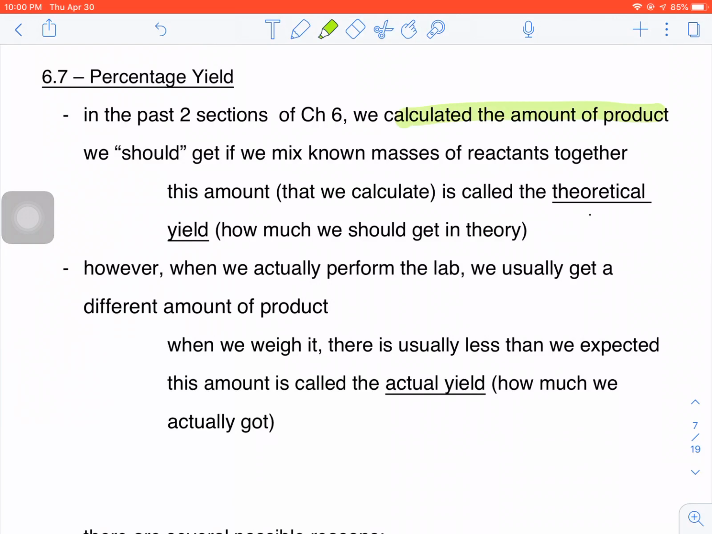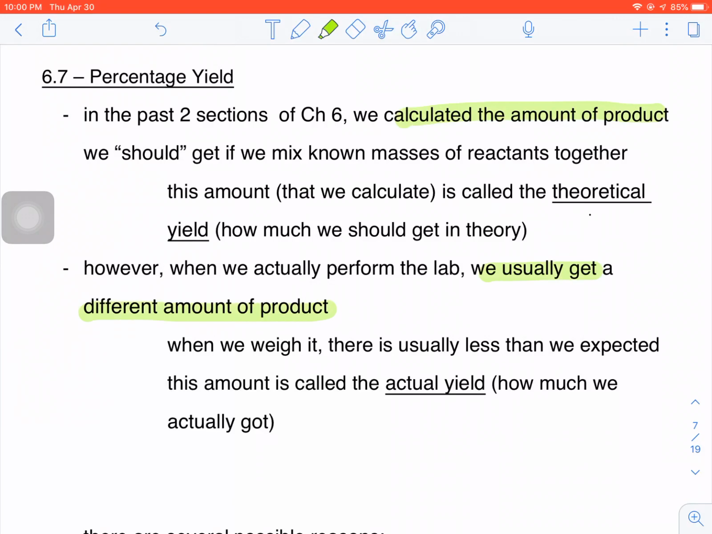However, when we do the lab, we don't usually get the amount that we're expecting. You go, well, why not? That's what chemistry is about. You do the calculations, you figure out how many grams you're supposed to get, and you do the lab and you get it. Well, in reality, when we actually do the lab, we usually get less than what we were expecting. And well, why would we get less? If this is what the math tells us, and math never lies, how could we possibly get less?